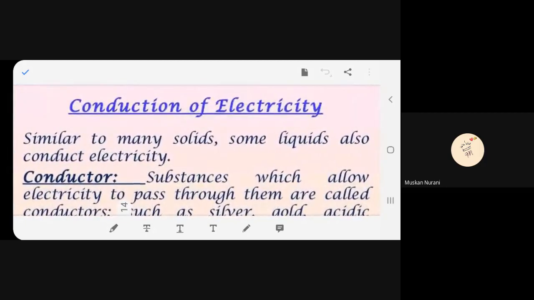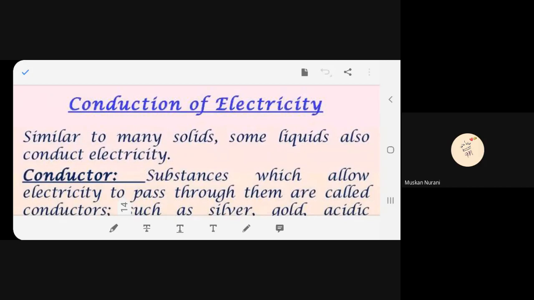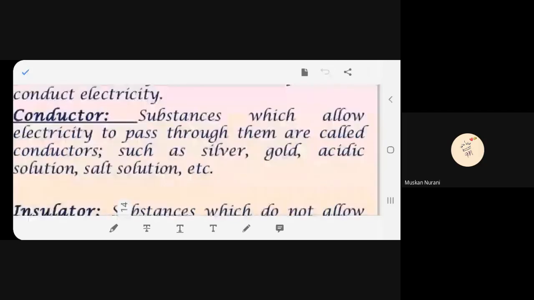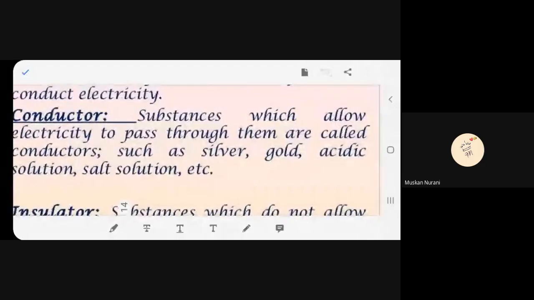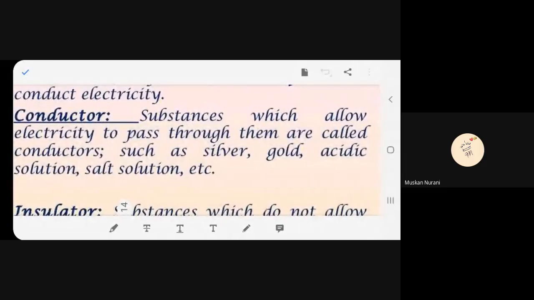So what is conduction of electricity? Anything which conducts electricity, the process of conducting electricity, is known as conduction. We know solids conduct electricity, so solids are conductors of electricity. In the same way, some liquids also conduct electricity. That means it allows the current to pass through. What is a conductor? The substances which allow electricity to pass through them are called conductors. I think all of you know that.